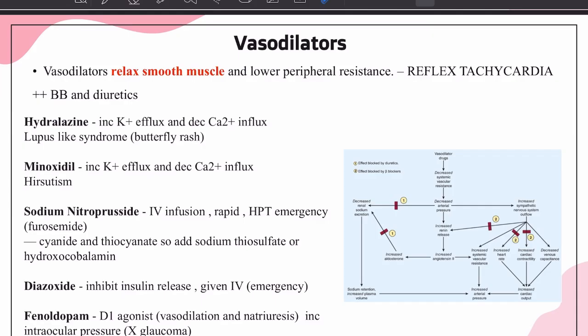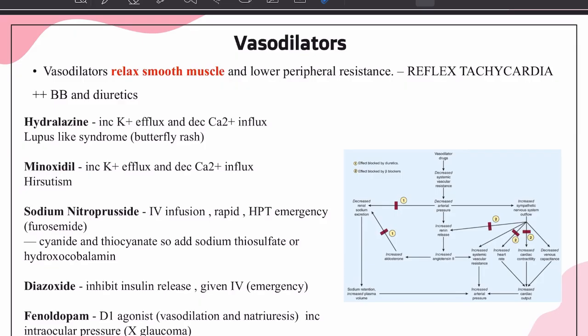What is important to know about them? Hydralazine, lupus-like syndrome, mainly butterfly rash. Minoxidil, hirsutism. And minoxidil is actually not very common. They're all not commonly used in hypertension, except some of them in emergencies. But minoxidil is actually used for hair growth. You can find it as an ointment, and it can be used for hair growth.